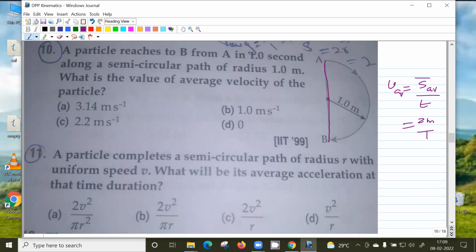But it's not in the option, sir. 1 second, for the radius 1. What is the average velocity of the particle? Average velocity is the displacement. Sorry, it's not 2 meters.